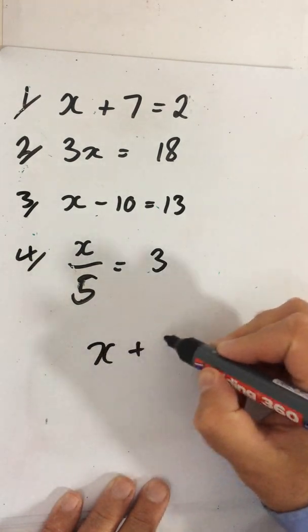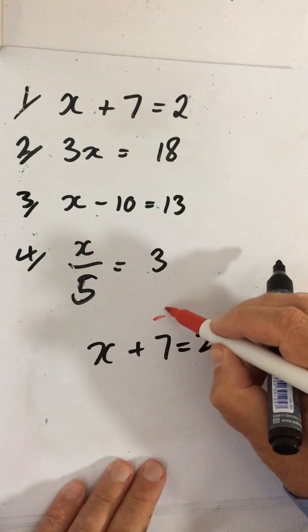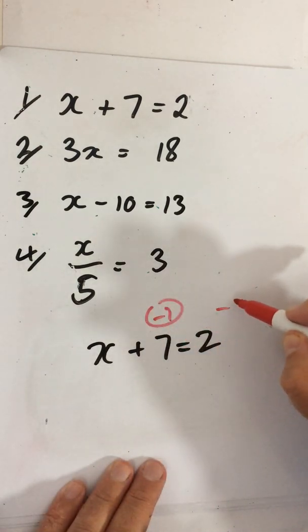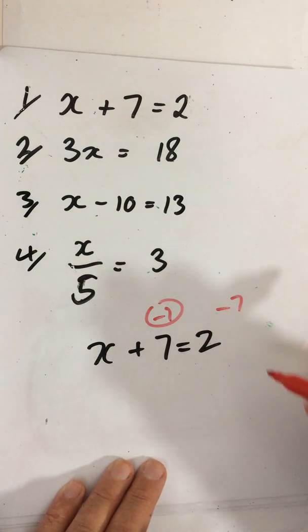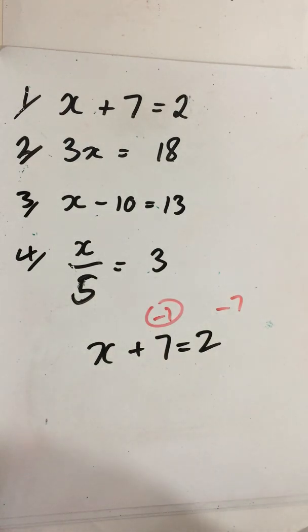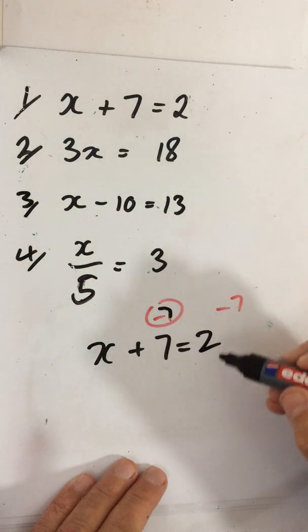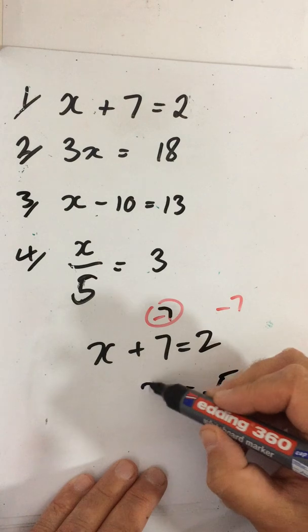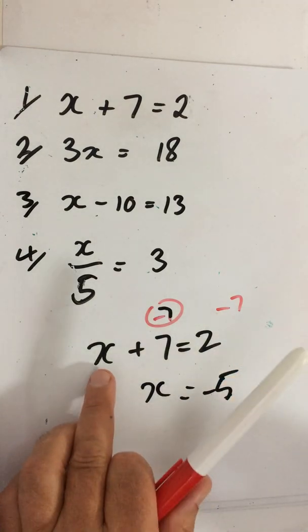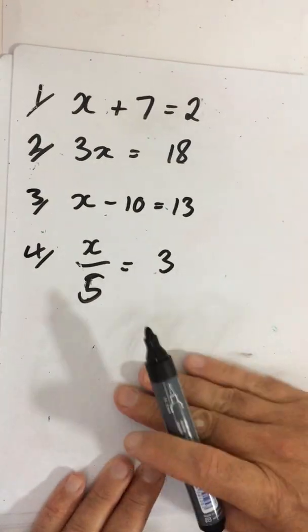So the first one, x plus 7 equals 2. Okay, this is plus 7, so I have to take away 7. Take away 7 there. It was quite a tricky one, this actually, isn't it? Trickier than I expected, sorry. So 2 take away 7 is minus 5. X is equal to minus 5, isn't it? Because minus 5 plus 7 will give me 2. Okay, hopefully you're okay with that.